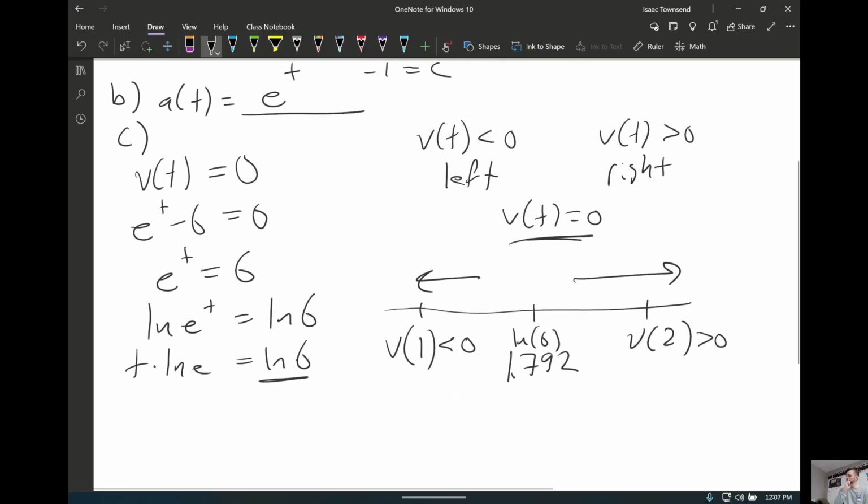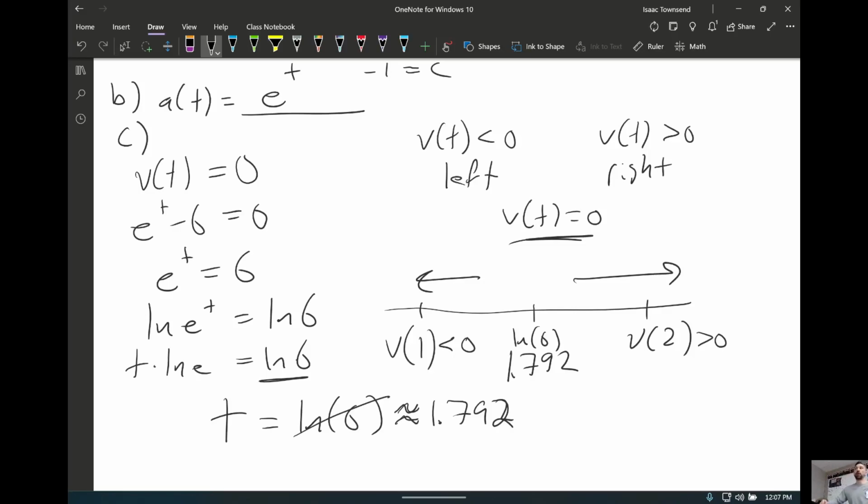So our answer to C should be, when does it change direction? When t is, you could either say the exact answer, natural log of 6, or you can round to 3 decimal places. Always, always 3 decimal places. AP exam expects you to do 3 decimal places without telling you that.